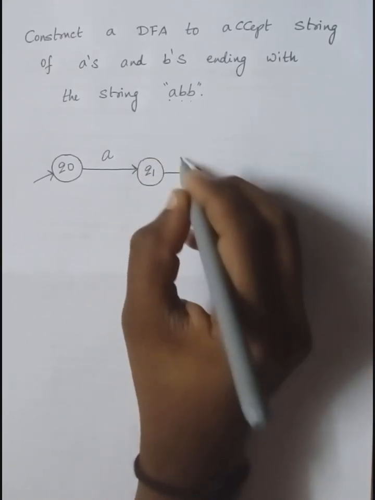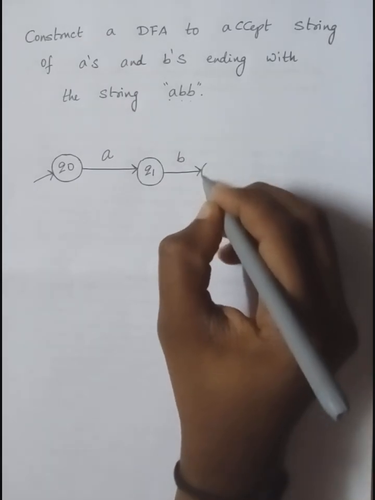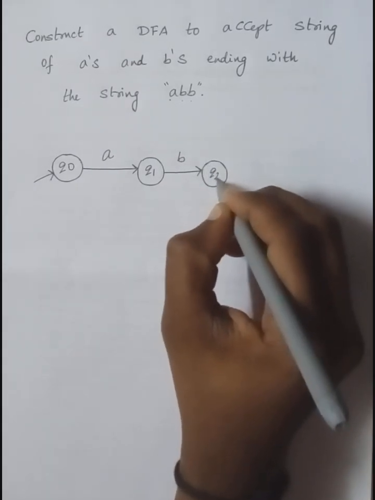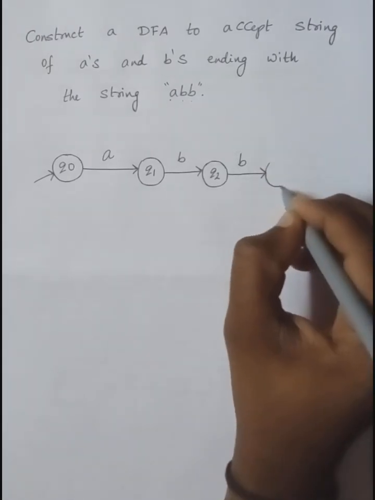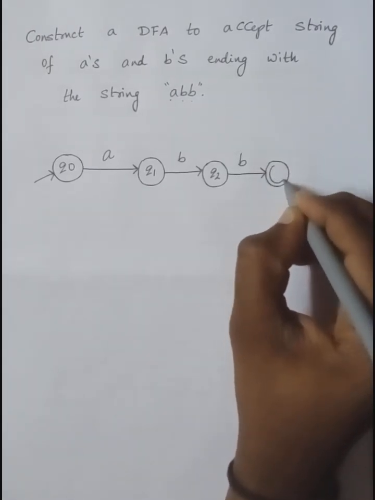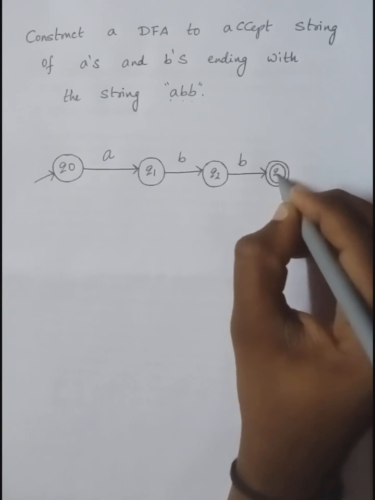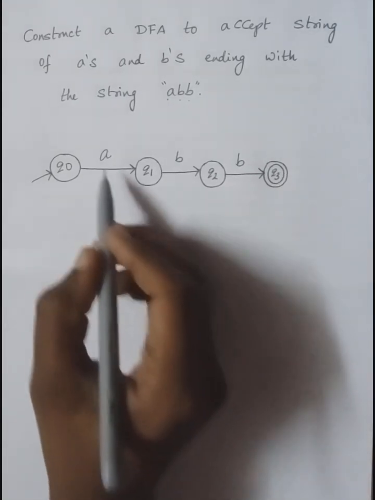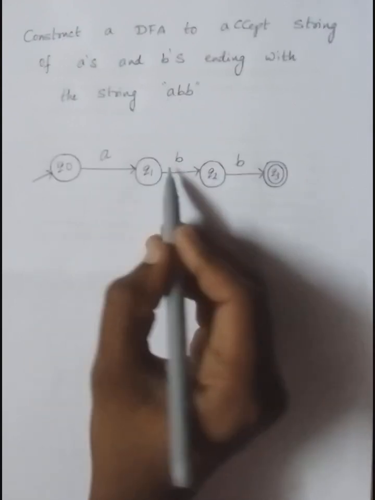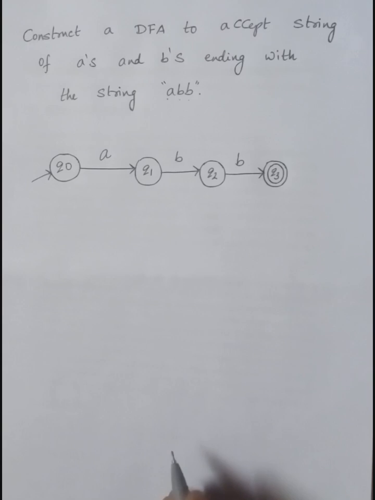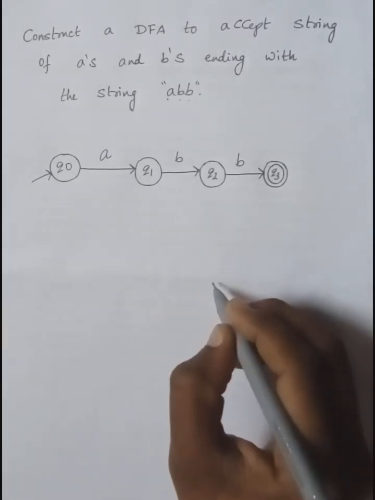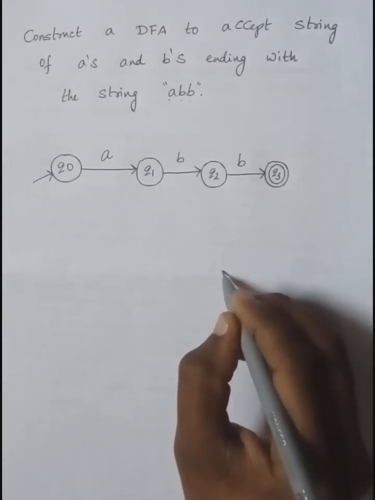We'll continue with the B. We'll go to the Q2 state. And again we'll continue with one more input B. So it'll go to the Q3 state. Okay, and we'll make this Q3 state a final state. Why? Because after accepting the input A, B, B, the machine should stop. Okay, so for our convenience, after this we'll write a transition table and continue.